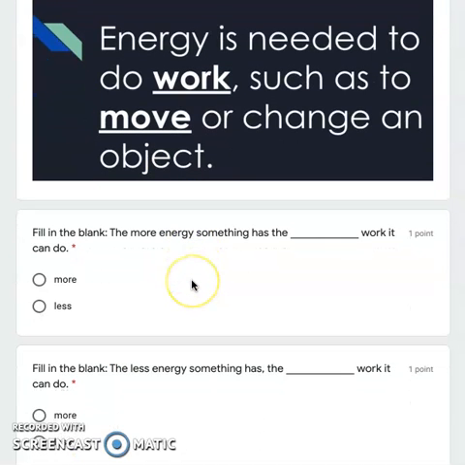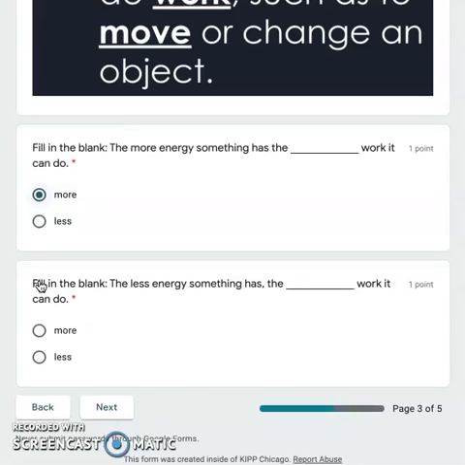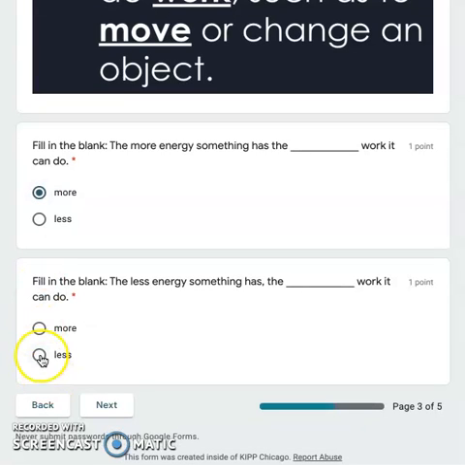So the more energy something has, the more work it can do. So if a basketball has a lot of energy, right, it'll be able to travel a farther distance than if it didn't. The less energy something has, the less amount of work that it'll be able to do.